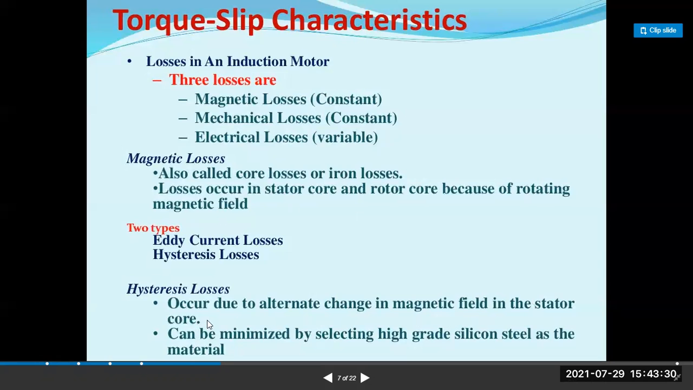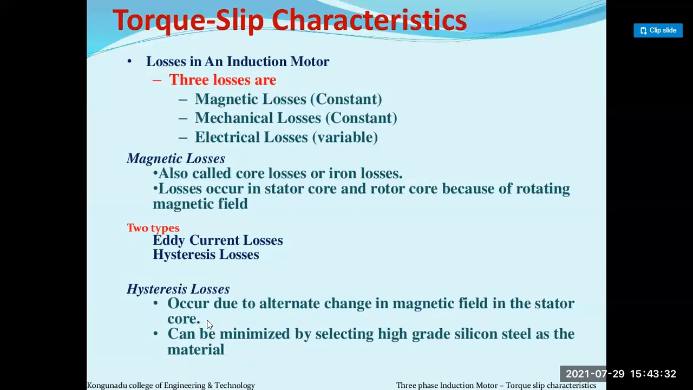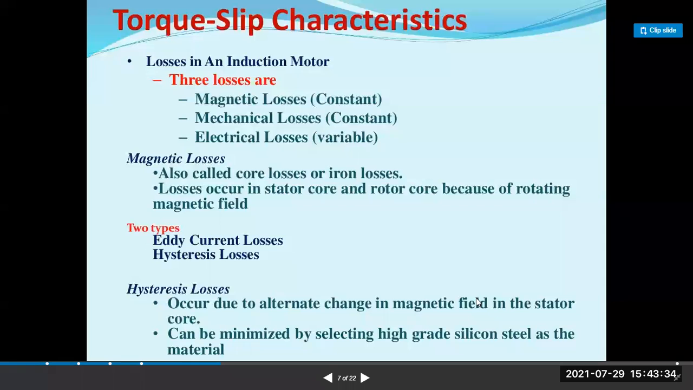Due to the air gap, there is an alternate change in magnetic field. There is a sinusoidal function as you are giving. This is an AC machine. For the AC machine, the input will be a sinusoidal function. And if we apply the sinusoidal function, then there is a positive term as well as a negative term. That's why this is called alternate change. So in that case, the hysteresis loss occurs. And hysteresis loss occurs due to that.